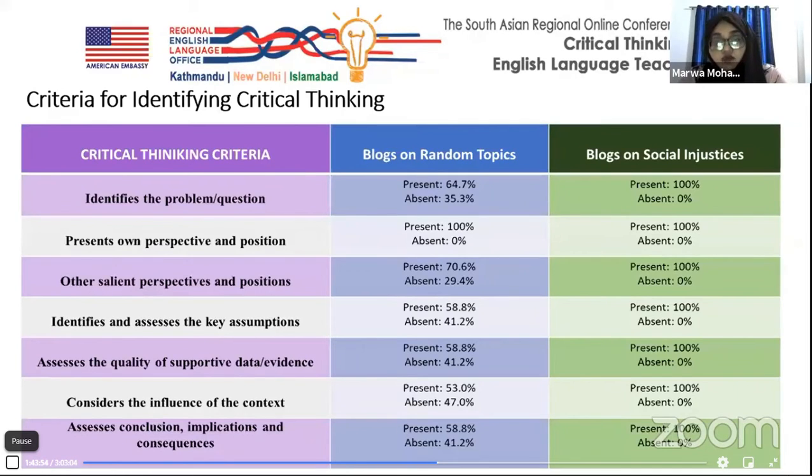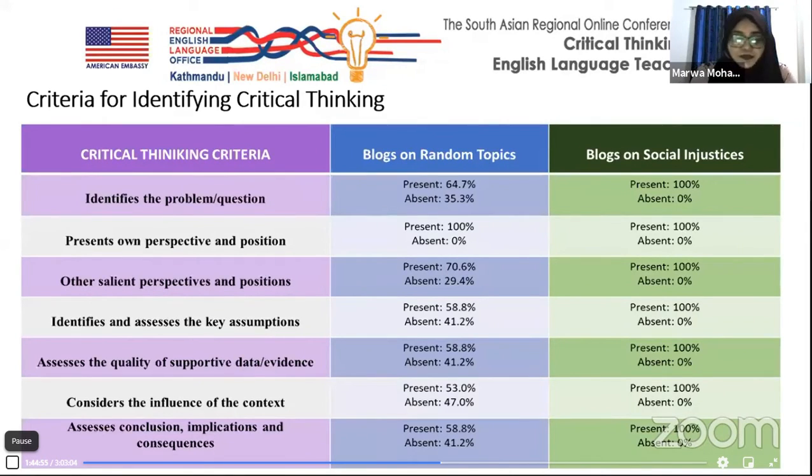But when they wrote their blogs on social injustices, all these criteria were present in all 17 blog posts. I know the number looks strikingly surprising, 100%, but it was the case because students were instructed to write on social injustices, and they were also told to assess different perspectives and write their positions. They weren't directly told that these are the criteria of critical thinking, but they were told that when you write your blogs on social injustices, you have to analyze everything about that topic. So they actually did that, and because these were social injustices, some of them weren't comfortable writing just their reflection. So they went to the internet, searched for data, included data in their writing, presented other perspectives, assessed the other salient perspectives, talked about assumptions, and considered the influence of the contextual problems.